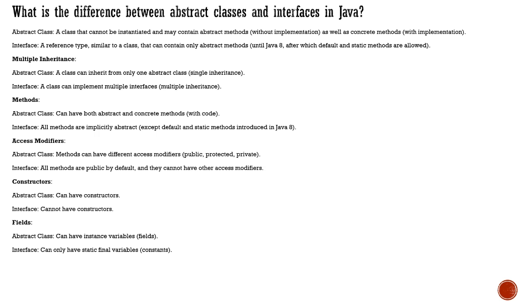Now, when you want to deal with constructors, an abstract class can have a constructor, and there is no restriction on it. But in an interface, you cannot have a constructor. It's a straightforward rule. Now, fields. In abstract classes you can have instance variables. But in interfaces, you can only have static final variables, which are only constants used across the application. These are the basic differences, and I hope you will be able to answer clearly based on what I've explained.